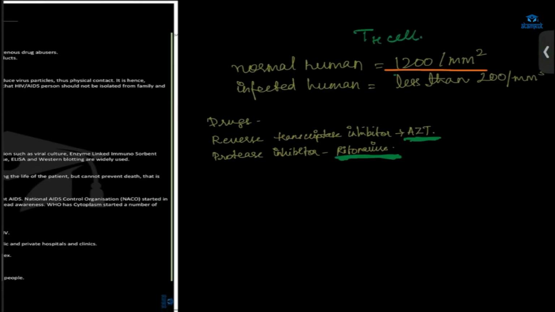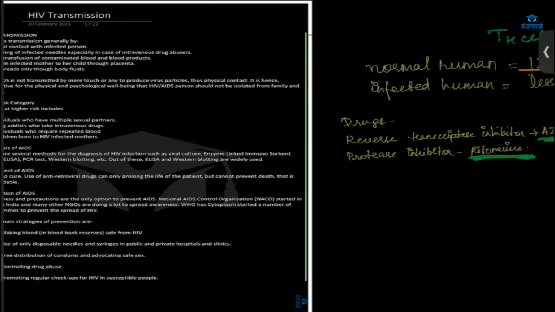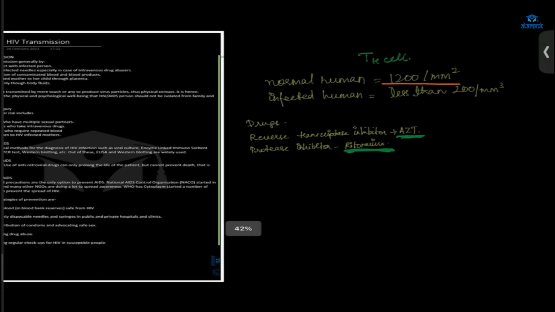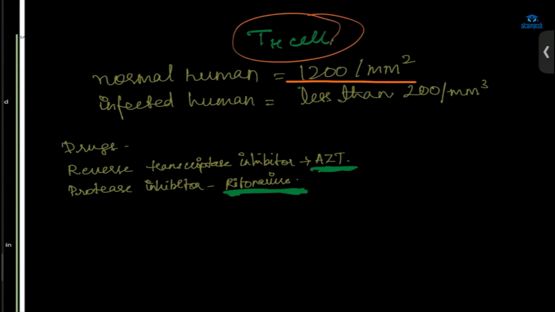And also there is a period of time when you will not know the person is infected with HIV. Up to 5 years, 10 years. And for normal humans, the helper cell number will be this much. If it is less than 200, then that person is infected.